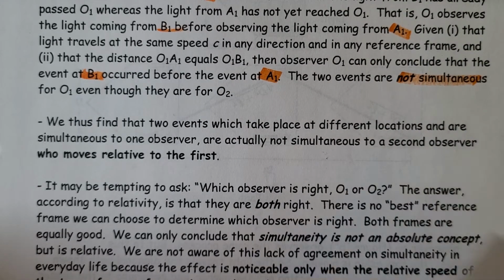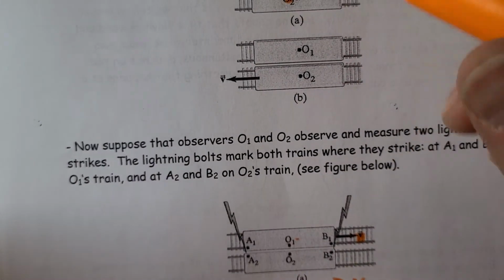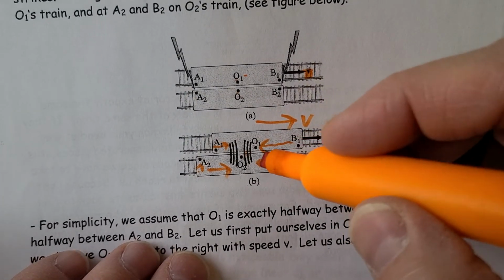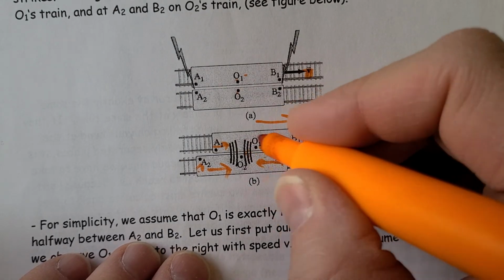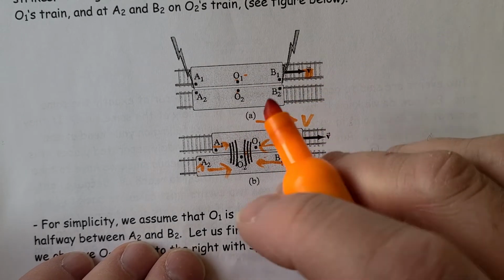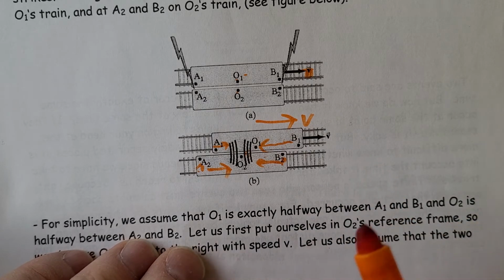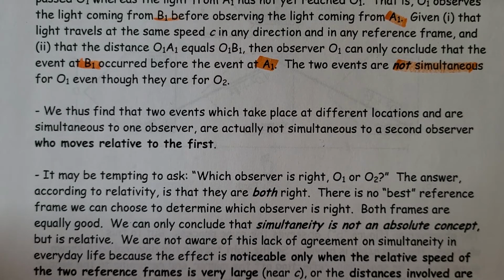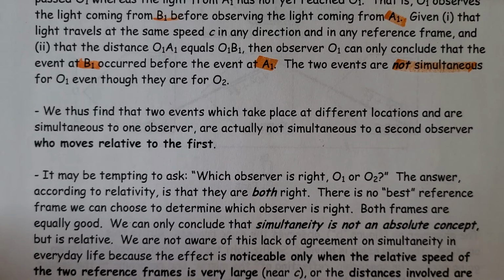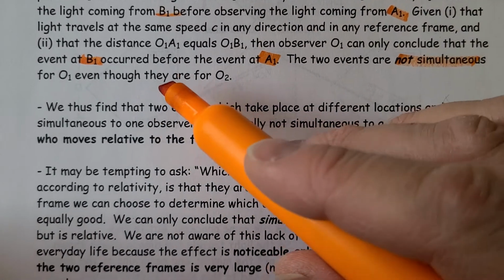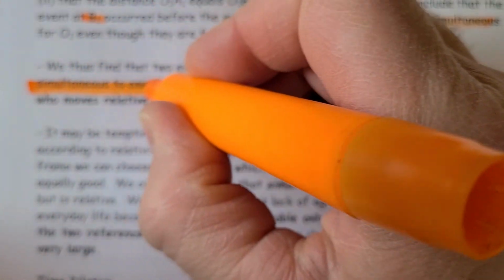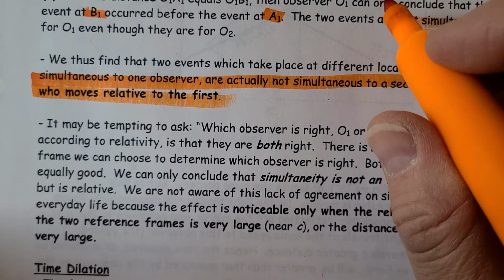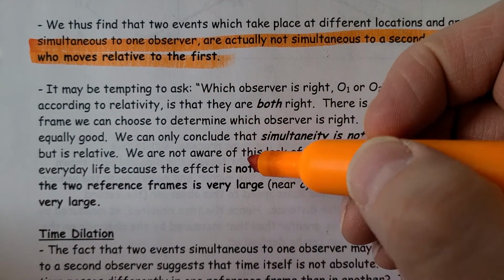So even though the lightning did strike both of these trains at the same time, according to O2, O1 would differ and say, oh no, I got B's light before I got A's light. And it's all because O1 is moving at a constant velocity. We thus find that 2 events which take place at different locations and are simultaneous to one observer may not be simultaneous to another observer moving relative to the first.